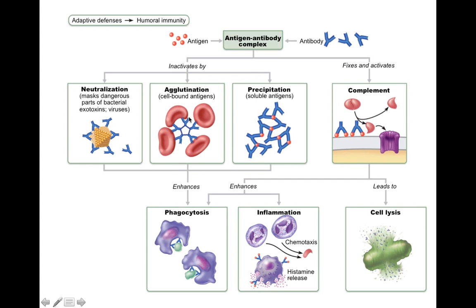Antibodies are also involved in agglutination. So we talked about how you can get agglutination reactions with improper blood transfusions. But this is a normal consequence of antibody function, where antibodies will stick onto a foreign antigen and start causing these cells to start to clump together.